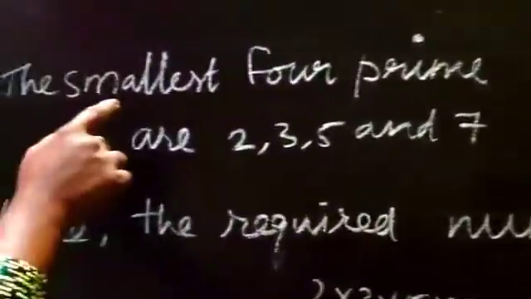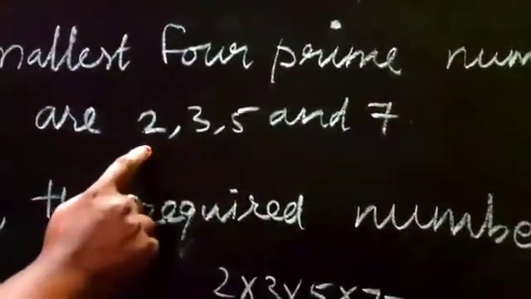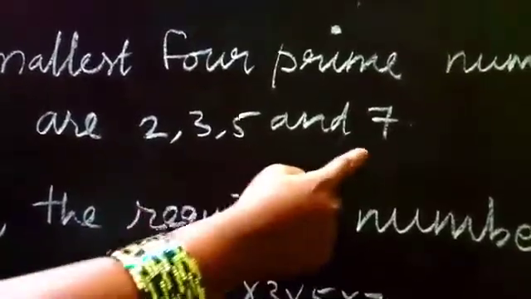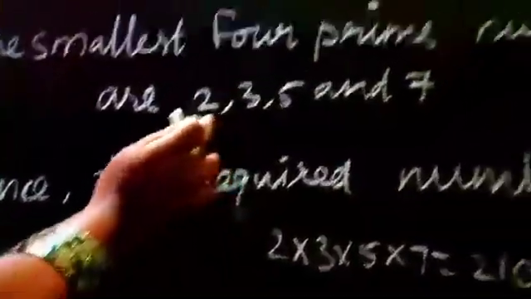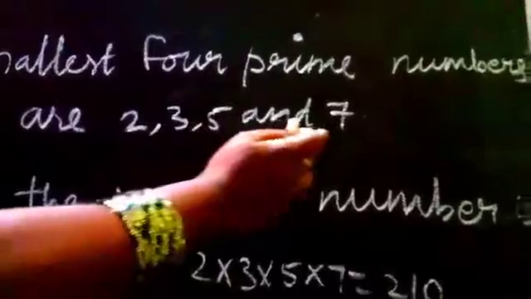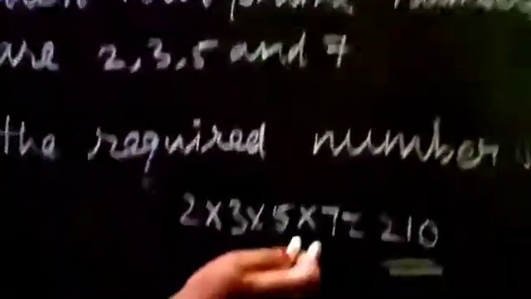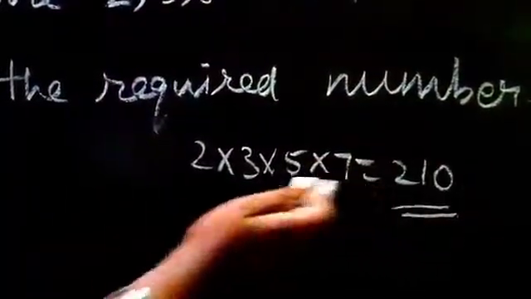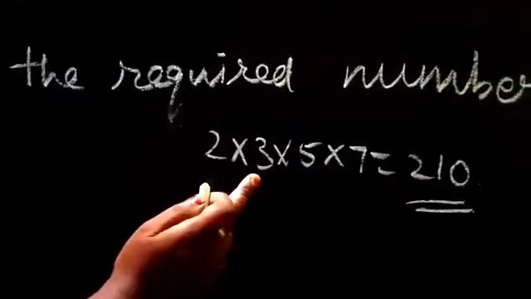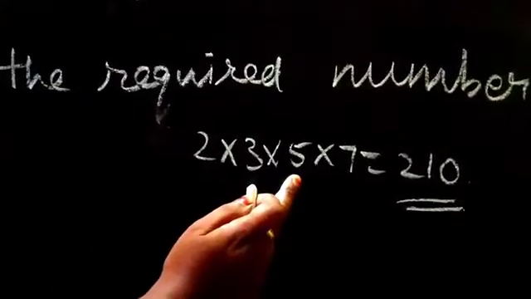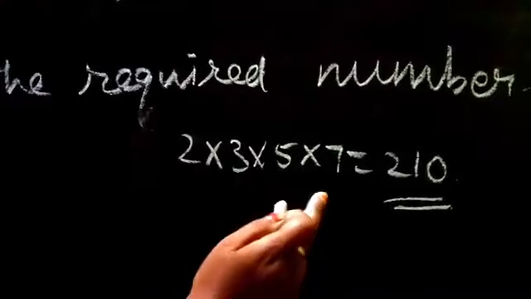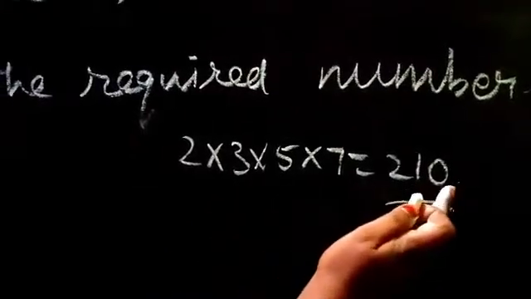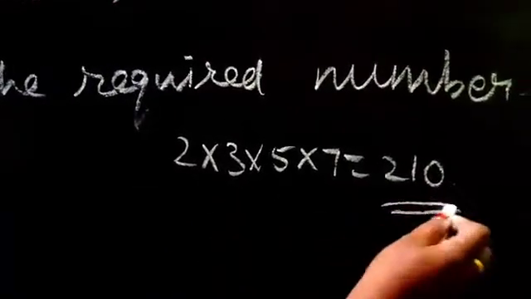That number is called a prime number. Then they are asking for the smallest number. So the smallest primes start from 2, 3, 5, 7, then 11. So these smallest 4 prime numbers we have to multiply. Then we will get that smallest number. So 2 3s are 6. 6 into 5, 30. 30 into 7, 210. This is the smallest number we required.